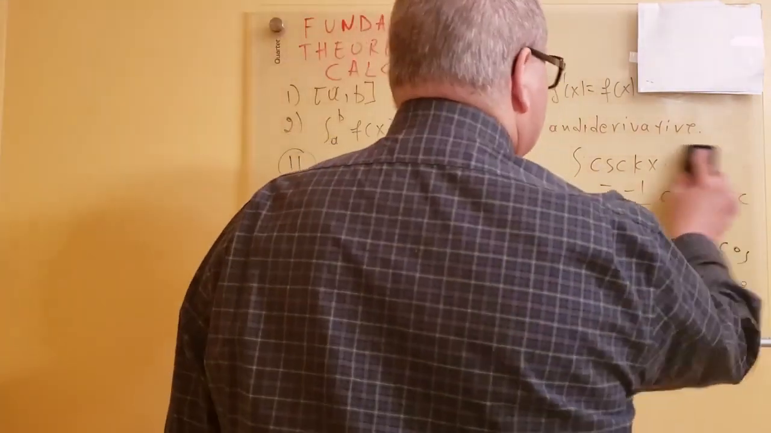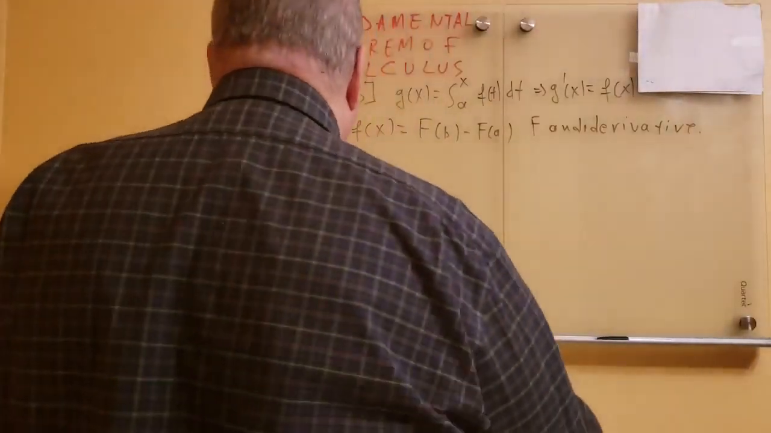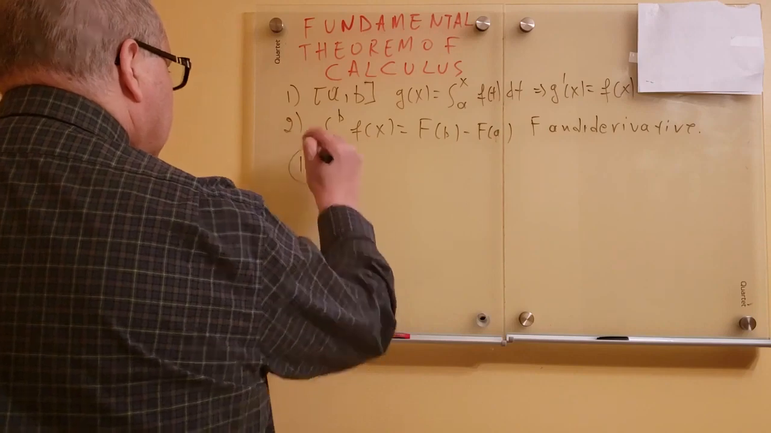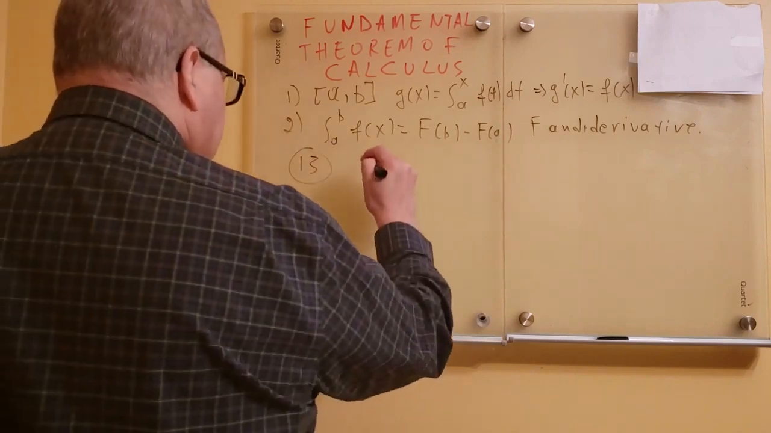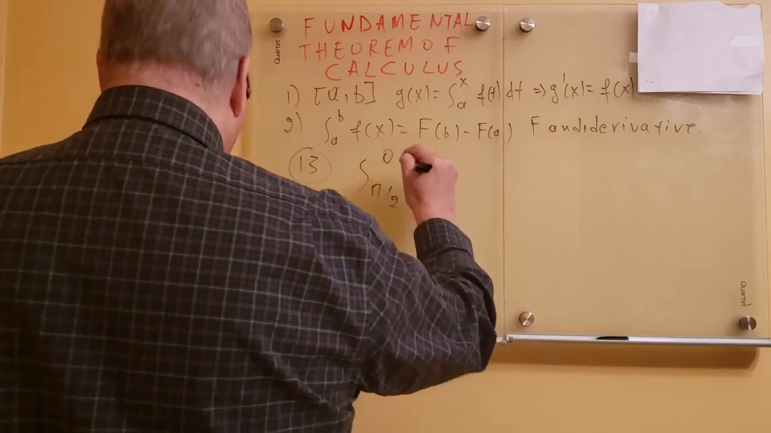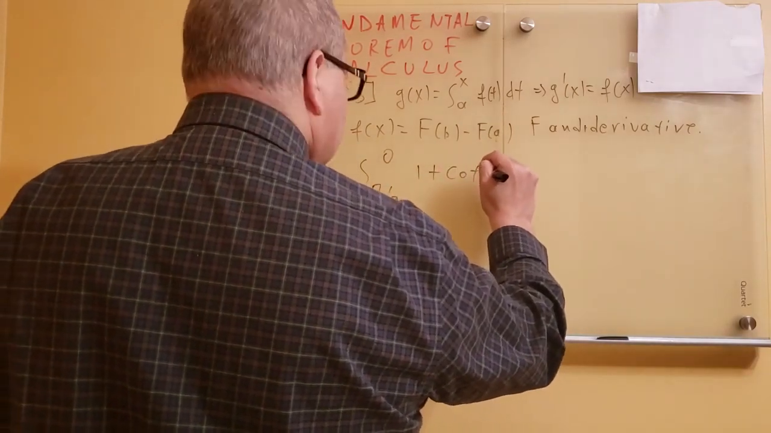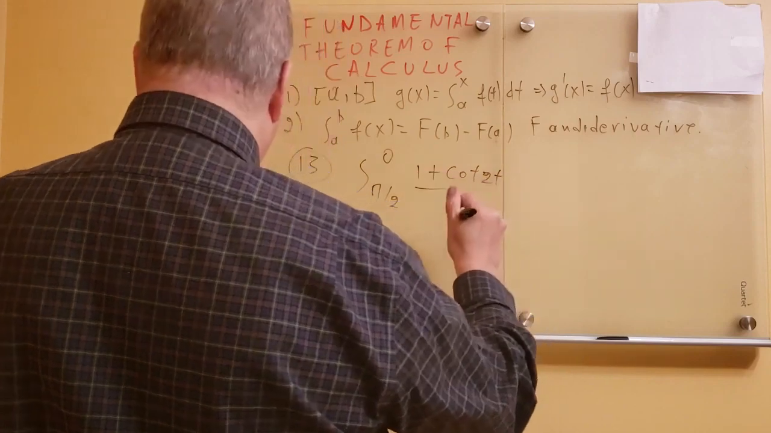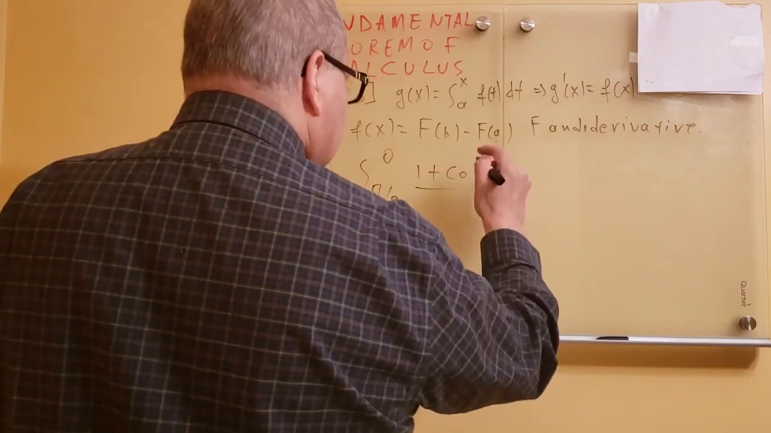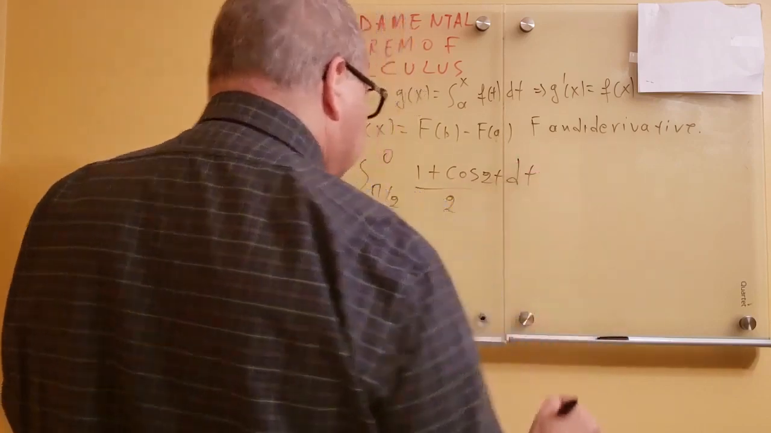Now, let's go to the next problem. So next problem is problem 13. So problem 13 is to find again the definite integral from pi over 2 to 0 of the function 1 plus cos of 2t over 2 with respect to t.